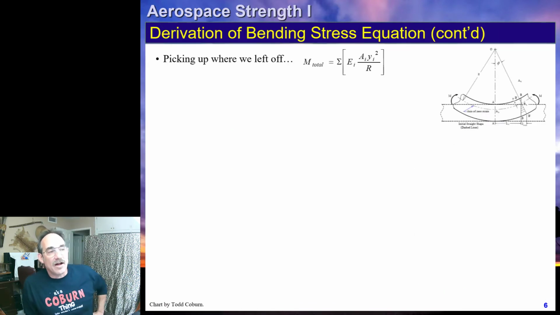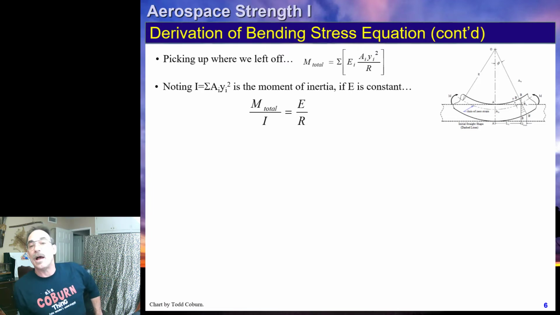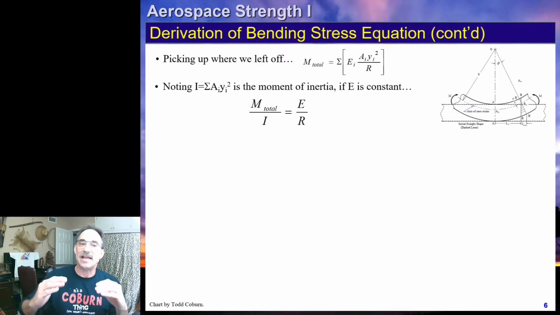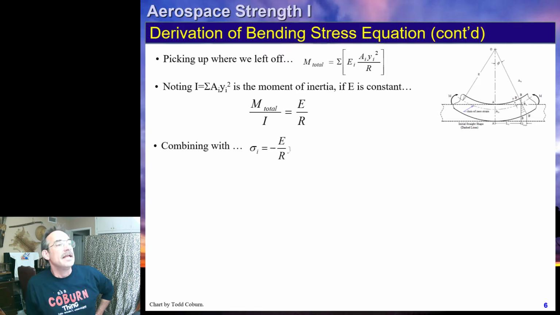Picking up where we left off, we developed this equation, and now we're ready to note that this Ay squared term is just the moment of inertia. So if we want to calculate that separately, we can just change that out with the I, which is the moment of inertia. Since we've got bending about a horizontal axis, that's going to need moment of inertia about the same horizontal axis. And we see that M over I is equal to E over R. If we combine that with this stress relation, we can rearrange this.